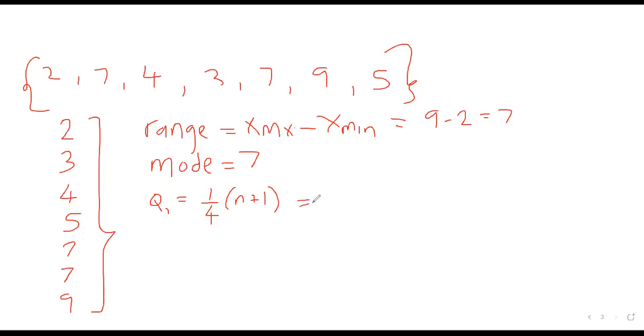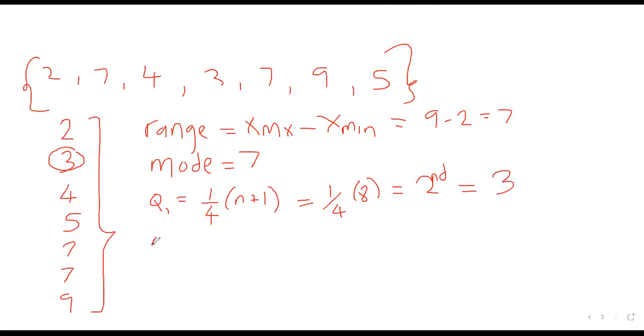So a quarter of 7 plus 1. 7 plus 1 is 8. A quarter of 8 is 2. So I look at the second number. The second value here is 3. So this is called our lower quartile.